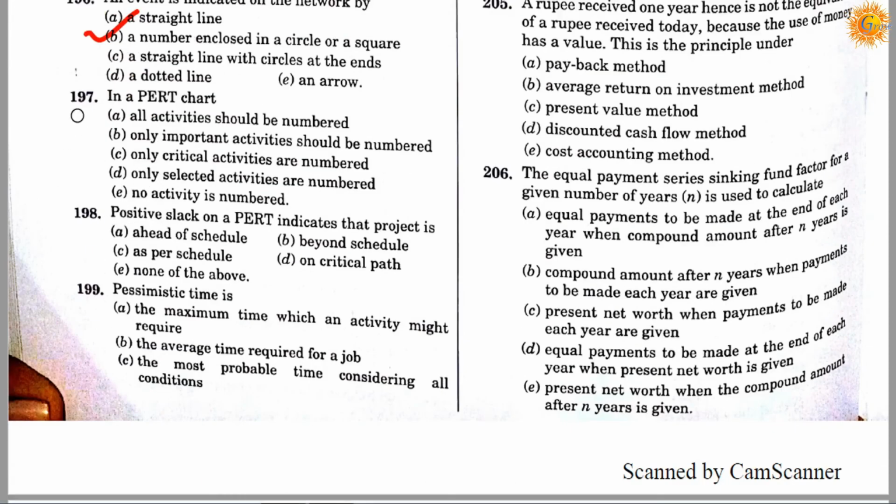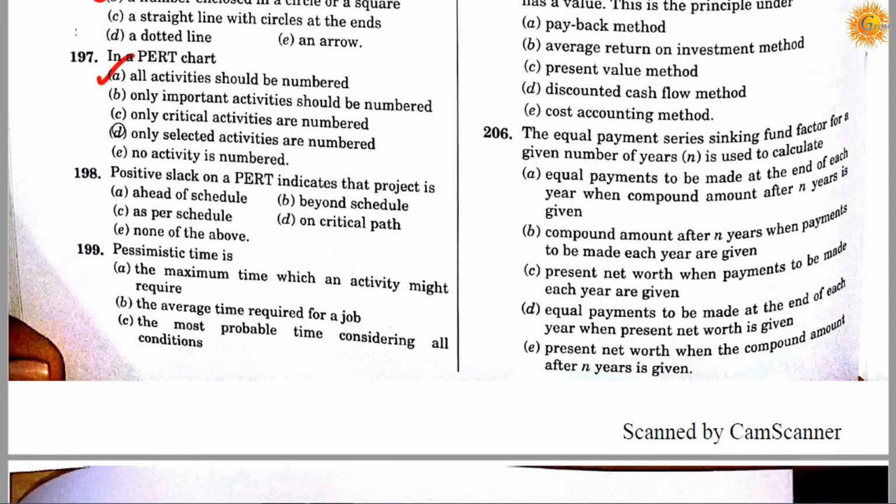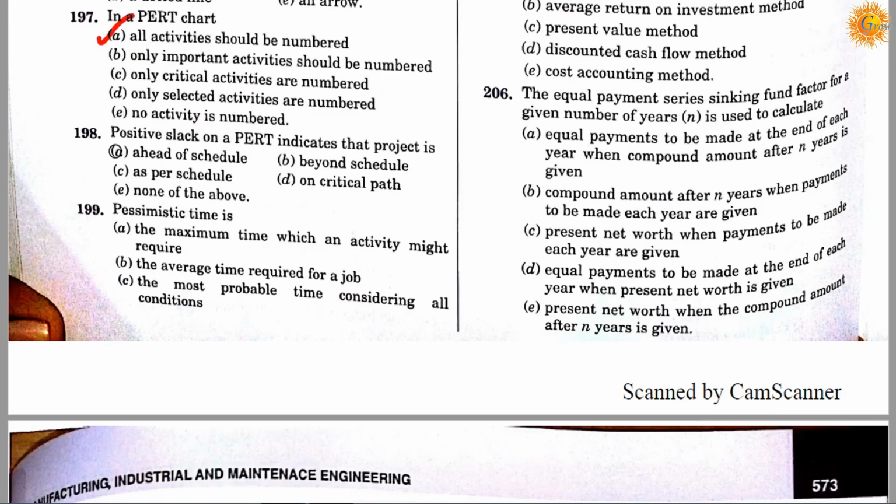Question number 197. In a PERT chart, option A, all activities should be numbered, option B, only important activities should be numbered, option C, only critical activities are numbered, option D, only selected activities are numbered, and option E, no activity is numbered. So correct answer is A. All activities should be numbered. Question number 198.